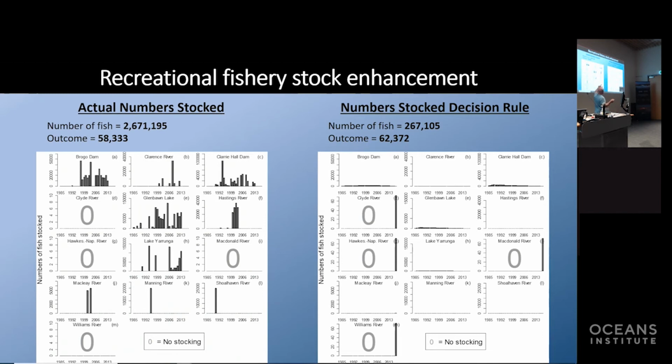And so if we go back to the numbers at the top, the number of fish that actually got stocked was 2.5 million. The number stocked with this decision rule is 250,000. These fish are like $3 a piece. That's a lot of money in savings. And look at the catch rates index. We still did better with the decision rule. That kind of information is gold. It's actually more than gold. It's about $8 million, I think, of savings.